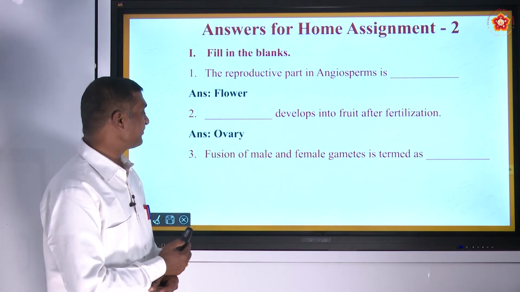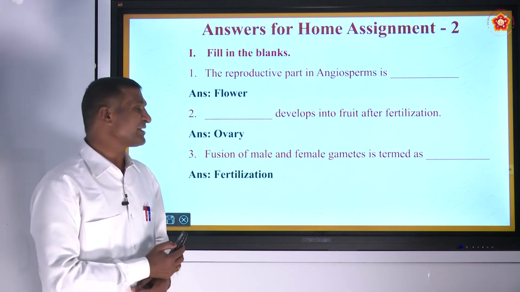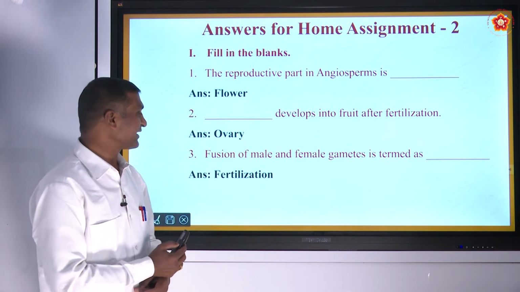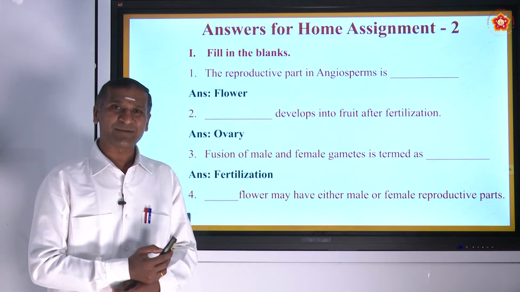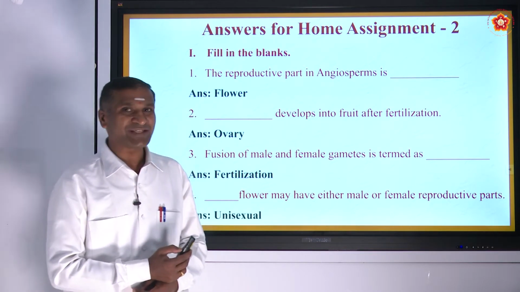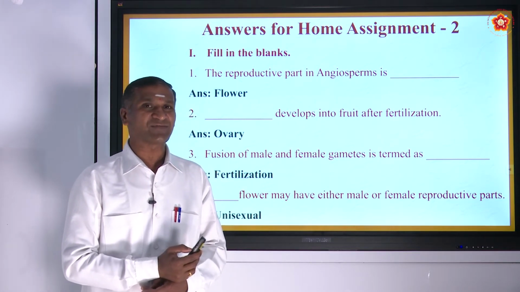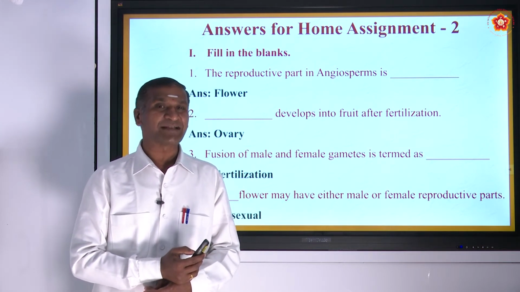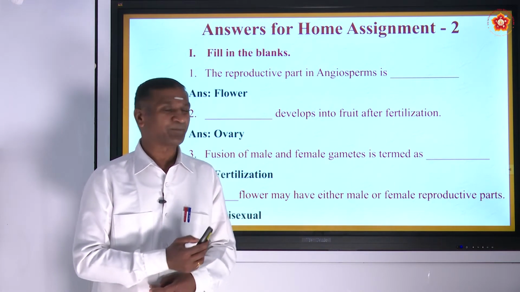The third question, fusion of male and female gametes is termed as fertilization. Hats off to Vinyas for his perfect answer. The fourth one, dash flower may have either male or female reproductive parts, that is unisexual flower. Almost most of you have written correct answers for this fill in the blanks, which shows your sincerity, commitment and also alertness in listening.